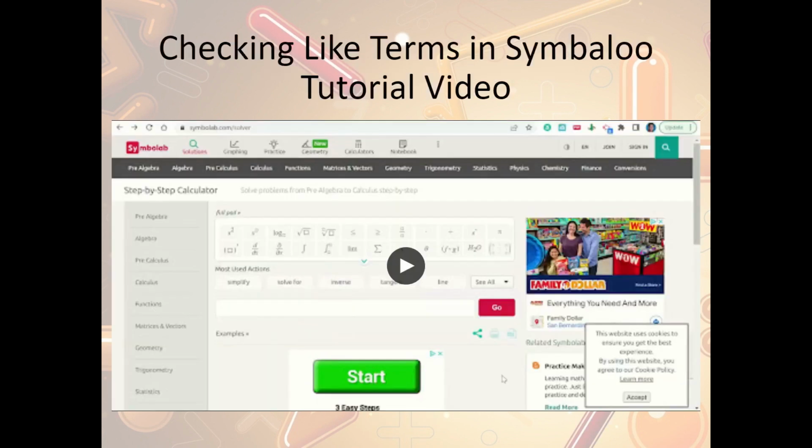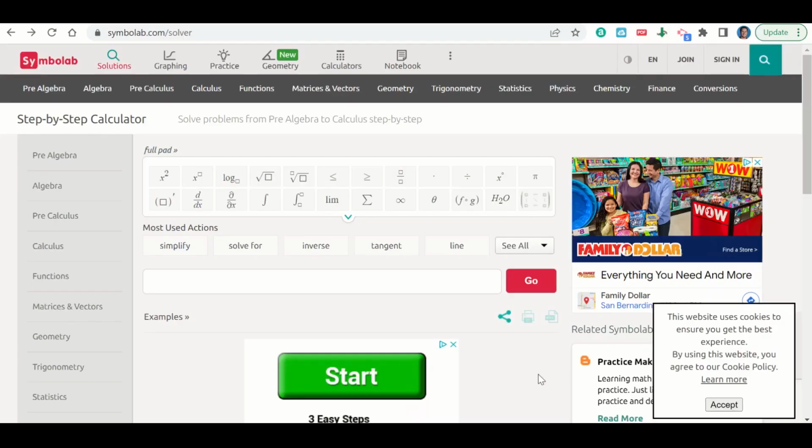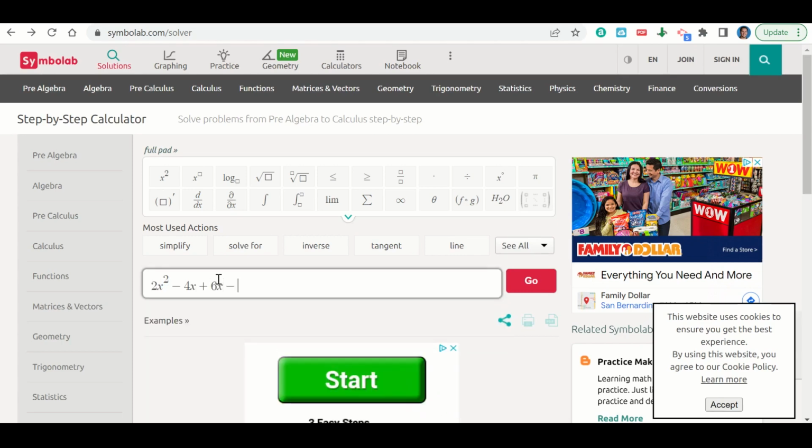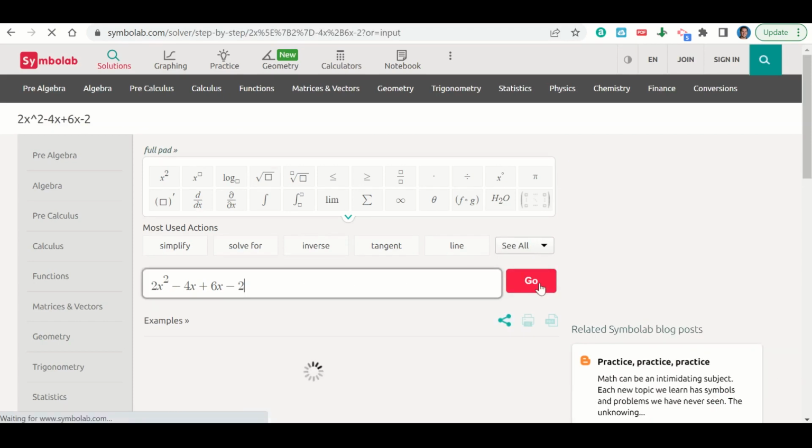Now there's a video here that I'd like you to watch that shows you how you can check your work when dealing with like terms using Symbol Lab. Let's take a look now at how we can check our work using Symbol Lab when dealing with combining like terms. So let's say we were given something like this: 2x squared minus 4x plus 6x minus 2. We're asked to combine like terms. We're going to go ahead and click Go.